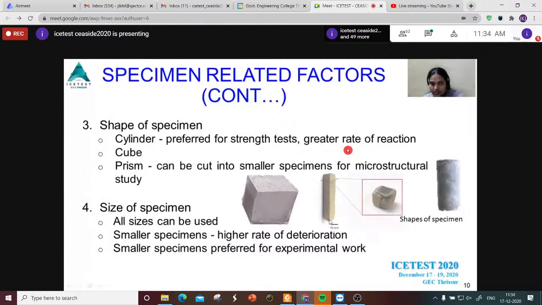Then there is size of the specimen. All sizes can be used for the analysis, provided that a homogeneous significant attack zone can be identified in each. Smaller specimens give higher rate of deterioration. Even though it is like that, we prefer it for the experimental work, mainly because it requires only lower material and lower acids. Also we get results faster.